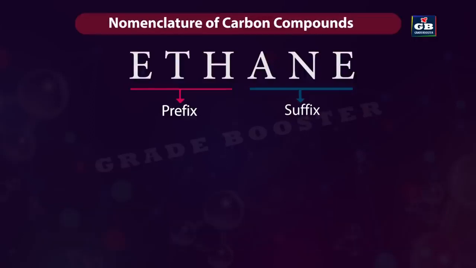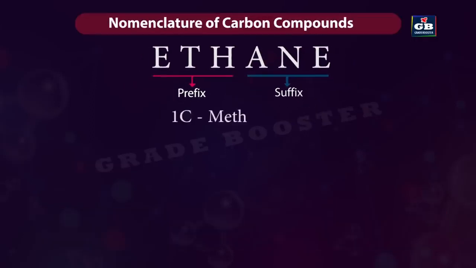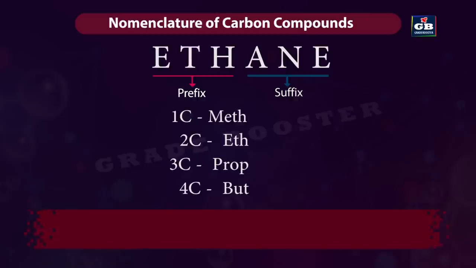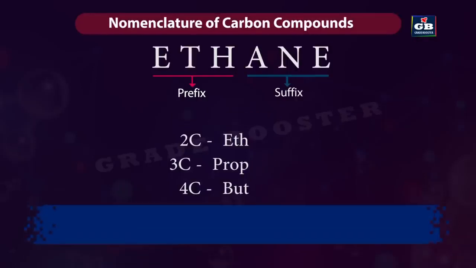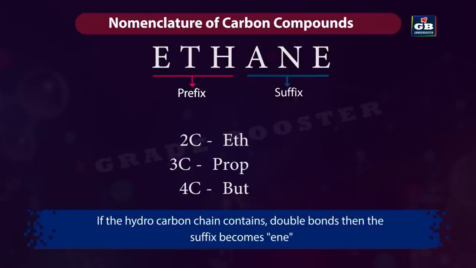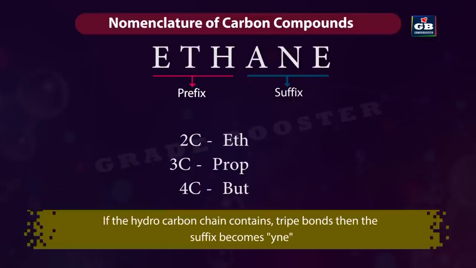If the compound has one carbon, the name begins with meth. If two carbons, it begins with eth, 3 carbons prop, 4 carbons but. If the hydrocarbon chain contains all single bonds, then the suffix becomes -ane. This is ethane, methane, propane, butane, etc. If the hydrocarbon chain contains double bonds, then the suffix becomes -ene, that is ethene, propene, butene, etc. If the hydrocarbon chain contains triple bonds, then the suffix becomes -yne, that is ethyne, propyne, butyne, etc.